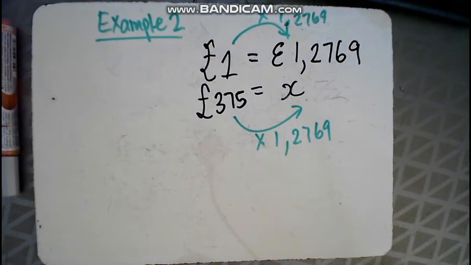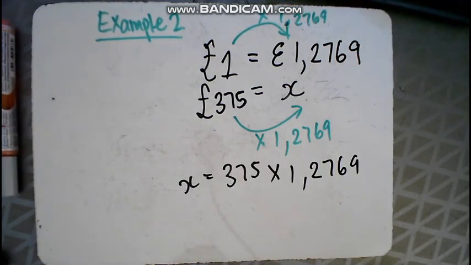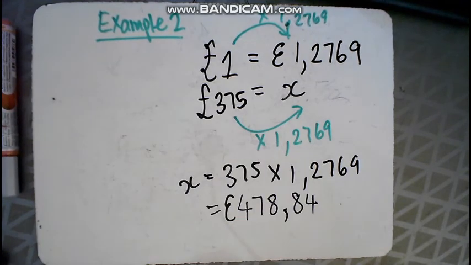So X is equal to 375 times 1.2769. Multiply that in your calculator, you will get 478.84 euros. Okay, it's as easy as that. Next, we'll be looking at direct and indirect proportion.